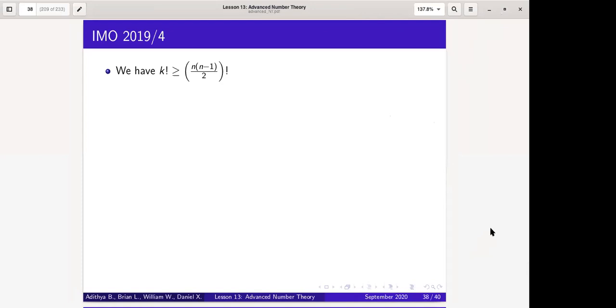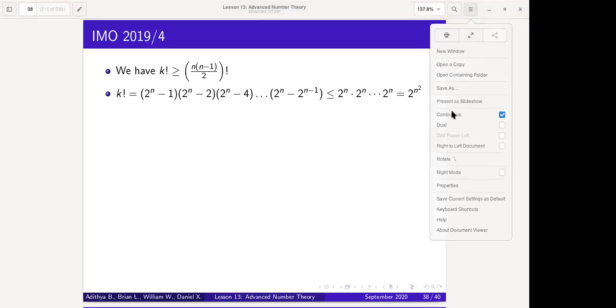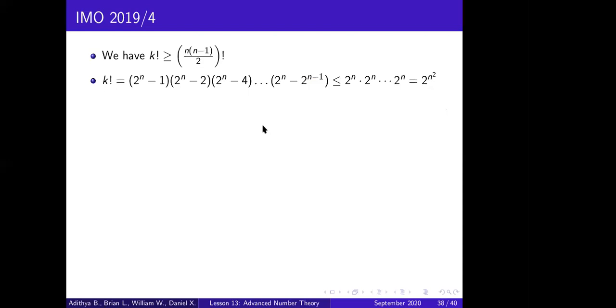right-hand side, right? Well, the right-hand side, if we were to just remove all the subtraction signs, essentially, then we can get a cleaner bound of 2 to the n squared, right? So basically, we have 2 to the n squared is at least k factorial, and (n times (n minus 1) over 2) factorial is at most k factorial, right? So we can get this bound.